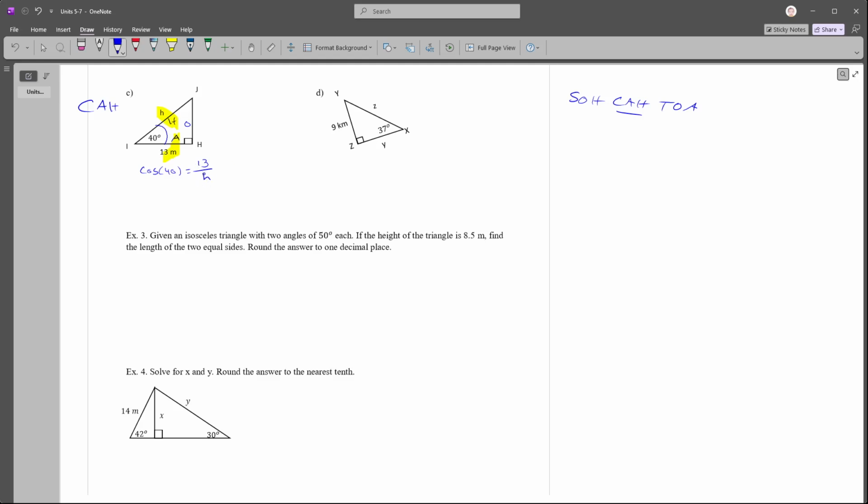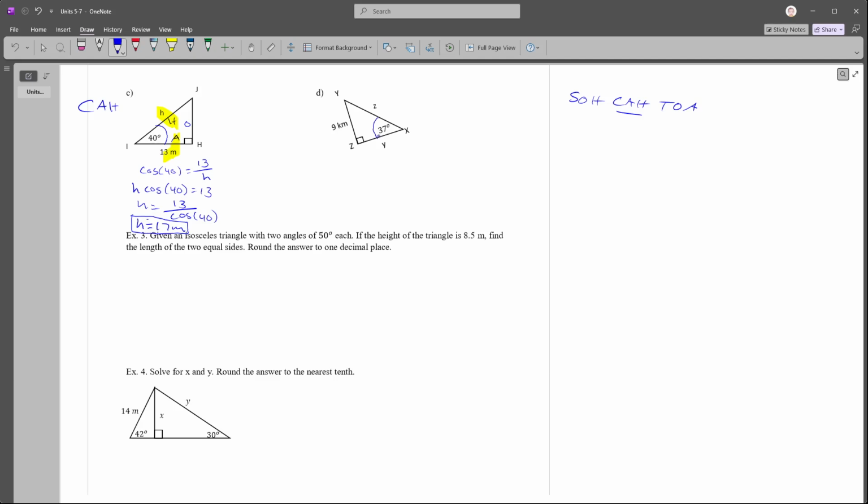Now we need to do the exact same thing we did last time. We're going to multiply both sides by h, and then we're going to have h cos 40 is equal to 13. Now we're going to divide both sides by cos 40. h is equal to 13 over cos 40. And we end up with h is approximately equal to 17 meters. There we go. Same idea over here. Now I know the triangle's tilted a little bit, but that doesn't make a difference. We still follow the same rules.